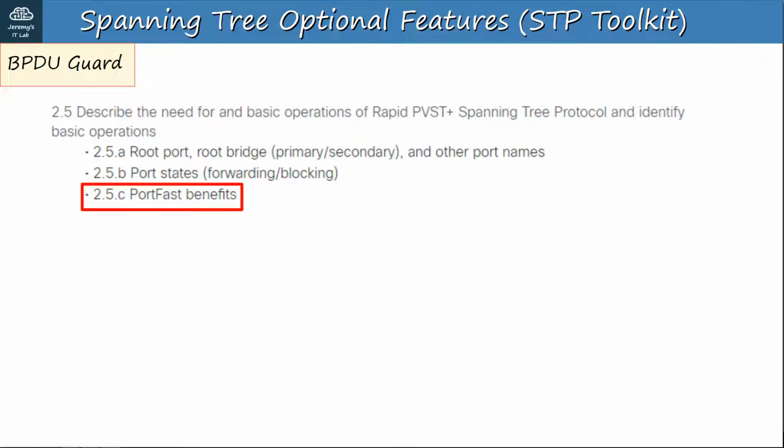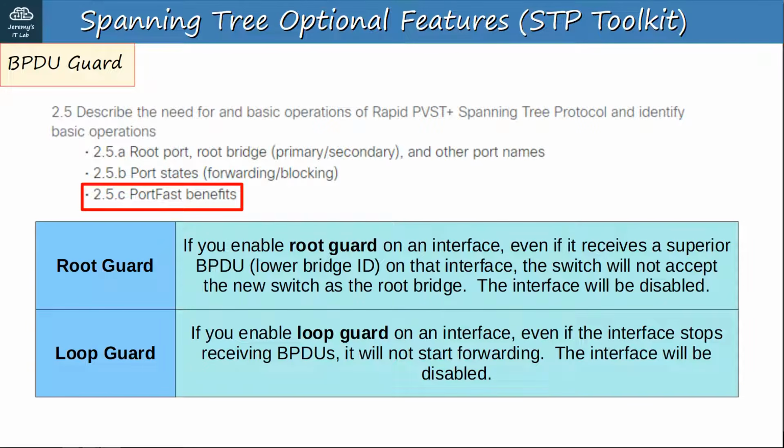In terms of spanning tree optional features, the 200-301 exam topics list only mentions Portfast. I also showed you BPDU guard because it is connected to Portfast, so I think it is included. There are many other optional features that can be enabled, and there's no need to know all of them for the CCNA. But let me just quickly introduce two others you should at least know the name and basic purpose of, just in case they are mentioned in the exam. They are root guard and loop guard.